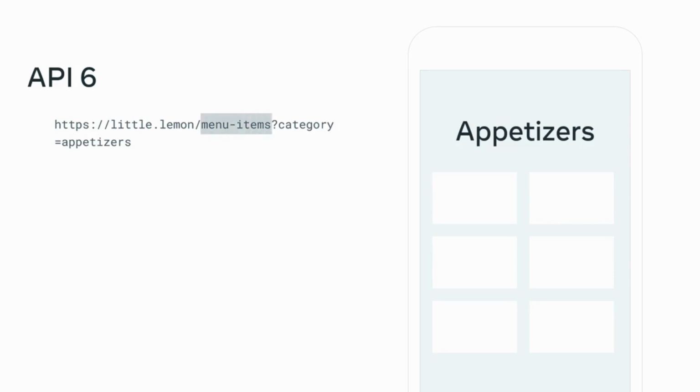Let's explore a final API to unpack this. This time, the customer wants to browse food items from a specific category, say appetizers. The app will add category appetizers. Notice that the endpoint is the same as the previous API, but it filters the output to only appetizers. For both cases, however, the resource is still menu item object.